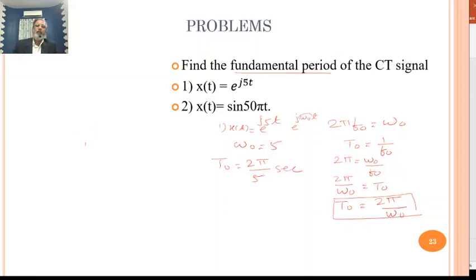The second example is x of t equals sine of 50 pi t. Here what is omega 0? Omega 0 is 50 pi, since it is sine omega 0 t. Hence T0 is 2 pi divided by 50 pi. The pi cancels out, and this T0, the fundamental period, is 1 upon 25 second.